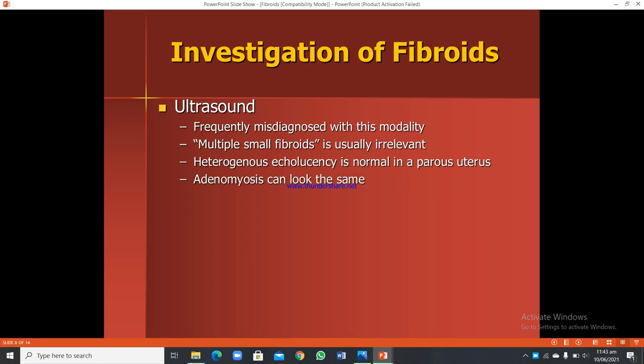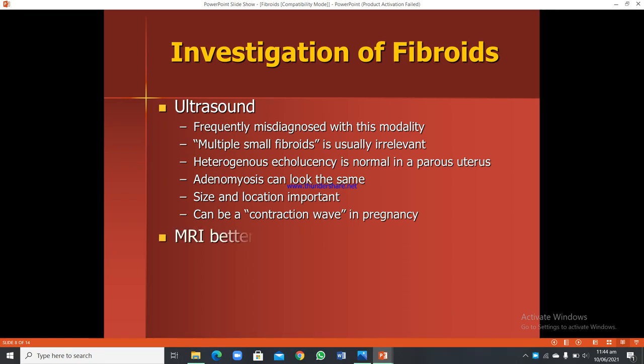So, if you see an ultrasound, sometimes the small fibroids mix with the adenomyosis. We have to differentiate it by the clinical history and by the internal examination. Heterogeneous echolucency is normal in a parous uterus, normal in the multiparous woman. Size and location is very important. Can be a contraction wave in pregnancy. If you see in ultrasound, sometimes the myometrial contraction wave will mimic a fibroid. MRI is better than CT imaging.